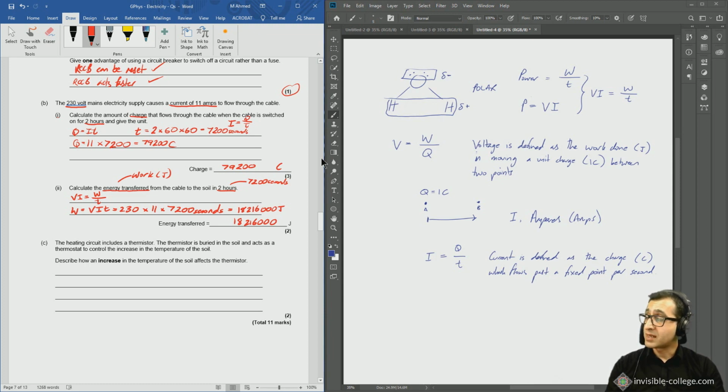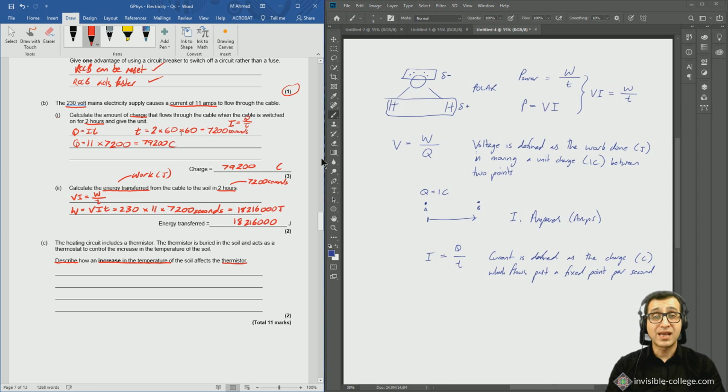The thermistor is buried in the soil and acts as a thermostat to control the increase in the temperature of the soil. Describe how an increase in the temperature of the soil affects the thermistor. So here's our command word here. Describe. They're not asking you to explain. They're asking you to describe how increasing one variable affects this device.